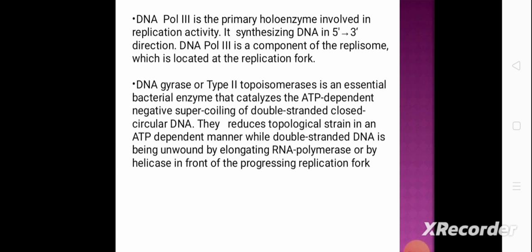DNA gyrase, or type 2 topoisomerase, is an essential bacterial enzyme that catalyzes the ATP-dependent negative supercoiling of double-stranded closed circular DNA. It reduces topological strain in an ATP-dependent manner while double-stranded DNA is being unwound by elongating RNA polymerase or by helicase in front of the progressing replication fork.